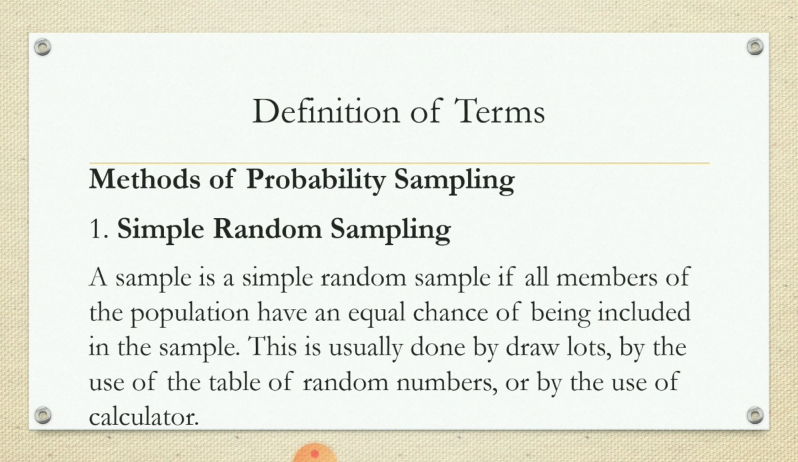An example of this is the fishbowl method, where all members of the population will be put inside the fishbowl, and then each member or each element of the population will have a chance to be chosen as a sample.